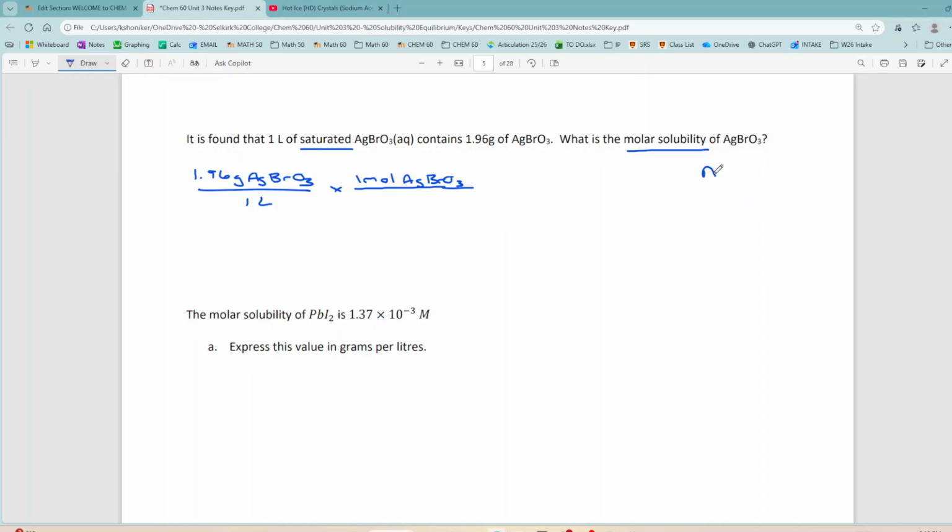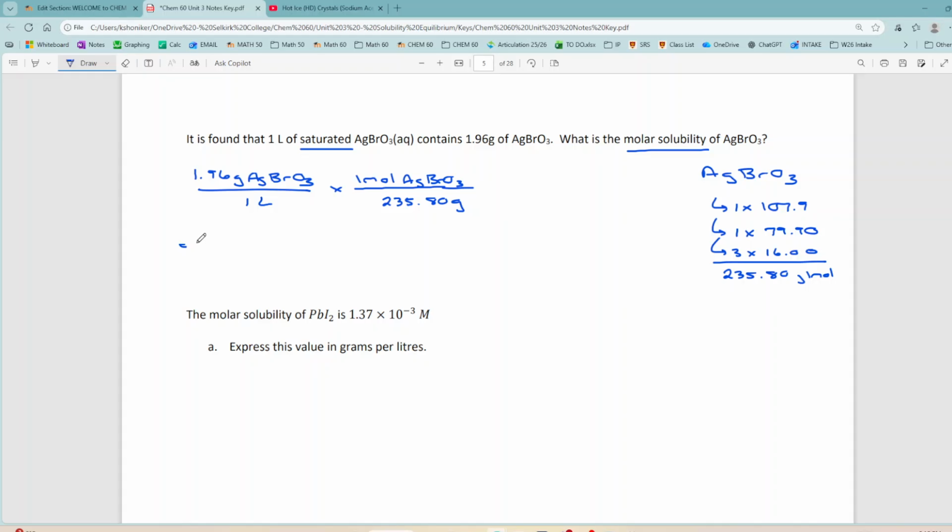is what? Well, silver bromate is made up of 1 silver. So the molar mass of 1 silver is 107.9, as well as 1 bromine. 1 bromine weighs 79.90 grams per mole. And then you've got 3 oxygens, and each of those is 16. So the molar mass of silver bromate is 235.80 grams per mole. So we'd say that 1 mole is 235.80 grams, and then we just have to plug that into our calculator.